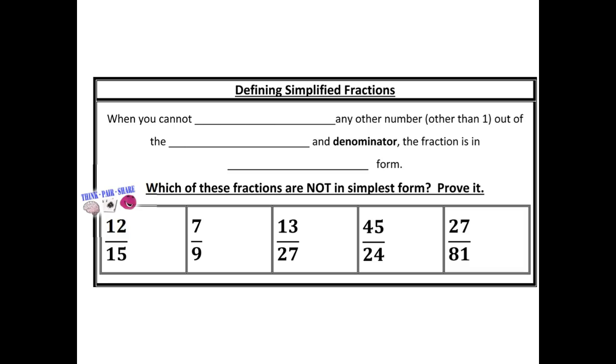Let's look at what a simplified fraction is first. When you cannot divide any other number other than 1 out of the numerator and denominator, the fraction is in simplest form. Look at the examples below. Try your best to divide at any number, even one value, out of both the top and the bottom. So for example, 12/15. 12/15 is not in simplest form because I know I can divide 12 and 15 by 3.